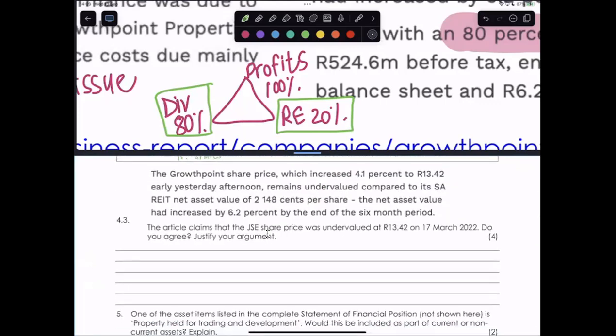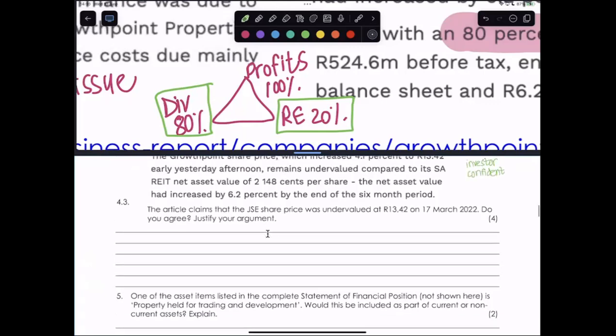The Growth Point share price, which increased 4% to 13.42 Rand early yesterday afternoon, remains undervalued compared to the South African net asset value of 2148 cents per share. The net asset value had increased by 6.2% by the end of the 6-month period. Remember that this was where we were looking at investor confidence. And we picked up that the investors are not that confident in this business. And we now need to think about how we're going to respond to our answers.